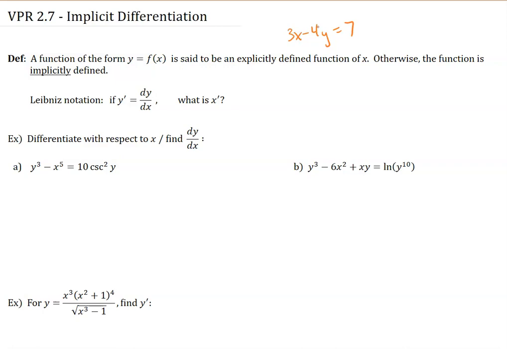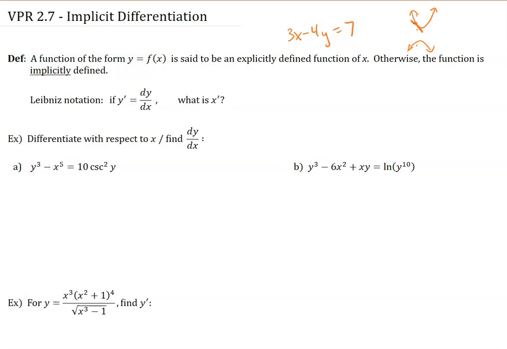So think about a curve like a hyperbola. Let's say we have something like this. This is not a function because it fails the vertical line test, but that doesn't mean we shouldn't be able to figure out how to write the slope of the tangent line at a particular point. So we still need to be able to find the derivative.